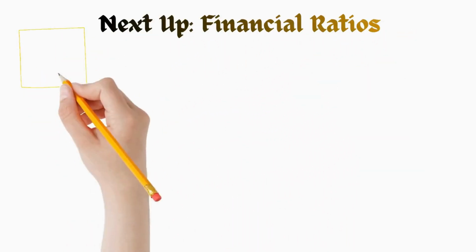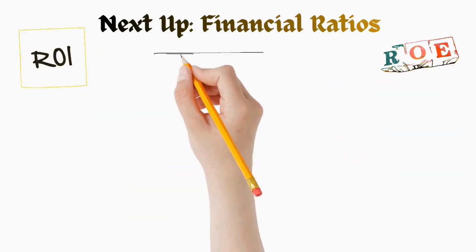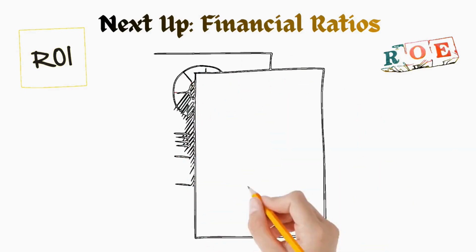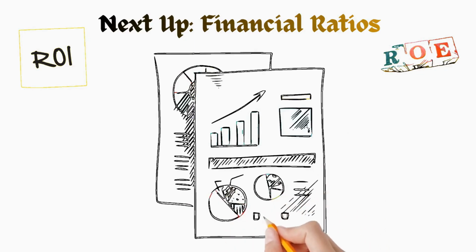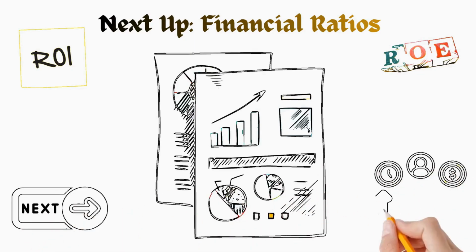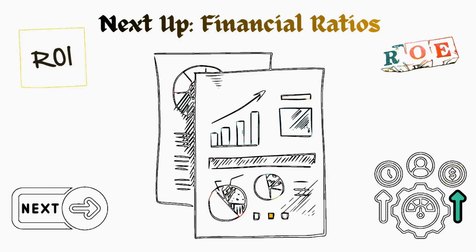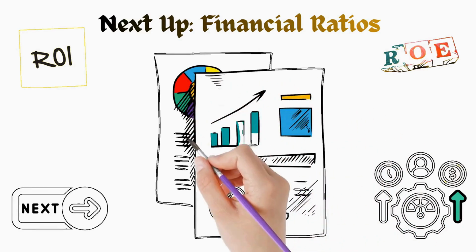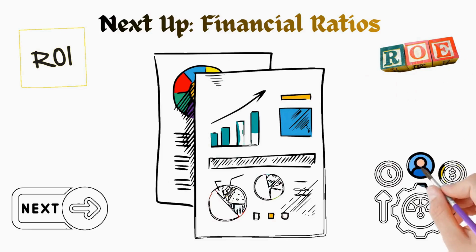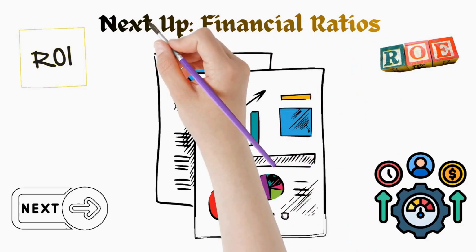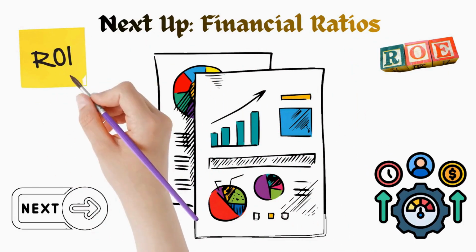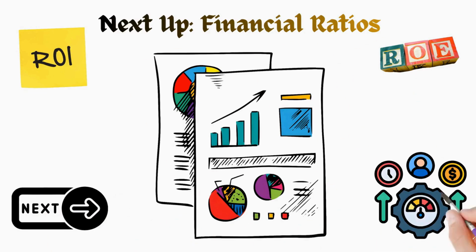In the upcoming video, we will break down key ratios that simplify financial analysis and make complex data easier to understand. You will learn profitability ratios such as return on investment, return on equity, and profit margins. We will also explore liquidity ratios like the current and quick ratio, along with efficiency ratios including asset turnover and inventory turnover. These tools help investors compare companies, evaluate performance quickly, and make more informed decisions.